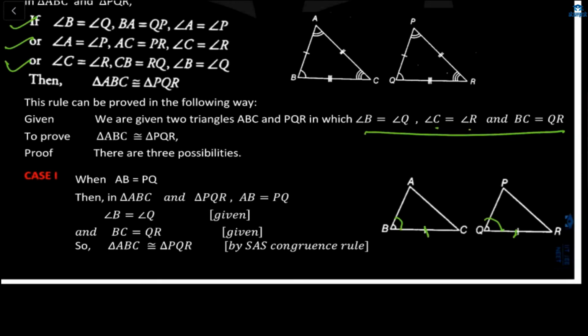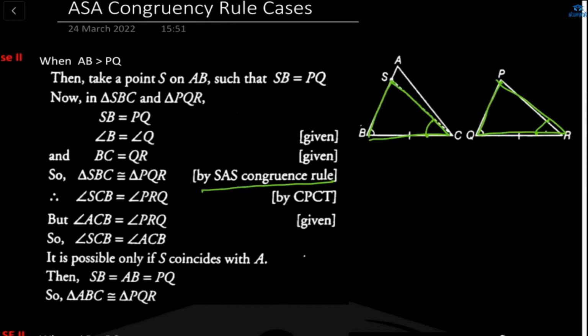Now you come here. Angle ACB is equal to PRQ is already given. So angle SCB is equal to ACB. Are you getting or not? If A is equal to B and B is equal to C, then A is equal to C. You already know this axiom.